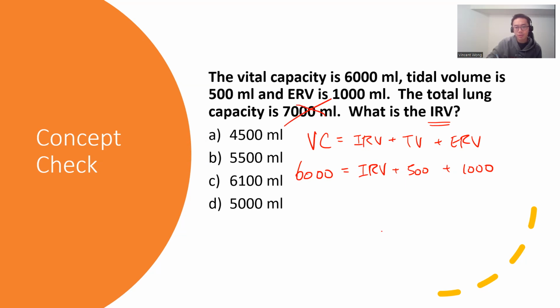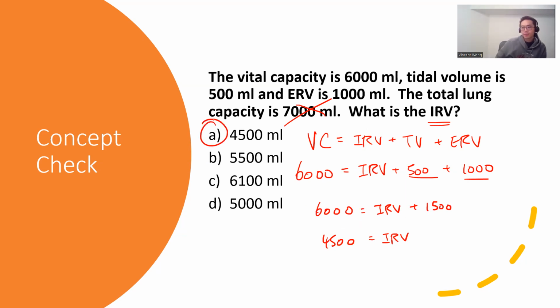Okay. So 500 plus 1,000 is 1,500. This is 6,000. And from your math class, you learned how to solve for an unknown, right? So that's going to be 6,000 minus 1,500. That's the answer. Okay.